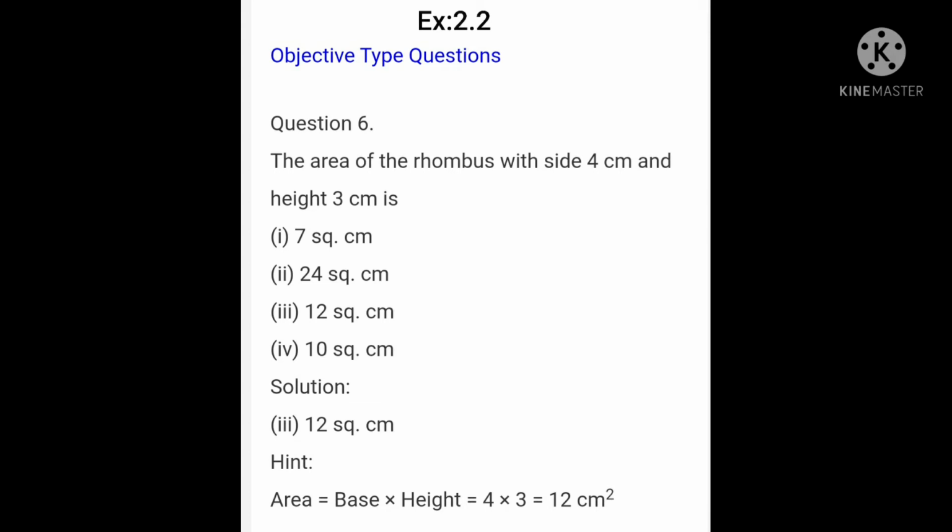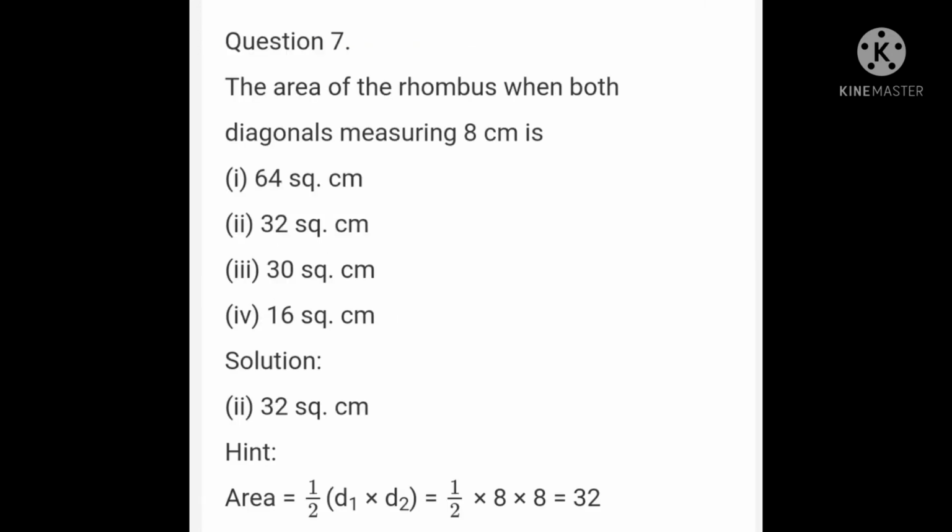2.2 objective type questions. First question, that is sixth one. The area of the rhombus with the side 4 cm and height 3 cm is. What is the formula? Already you know, you have two formulas for rhombus. If you have base and height, you can take B into H, or otherwise 1/2 into D1 into D2. In this sum, we have base and height, so you are going to apply base into height. Okay, now substitute the value. Base is 4 and height is 3. 4 3s are 12 cm square.